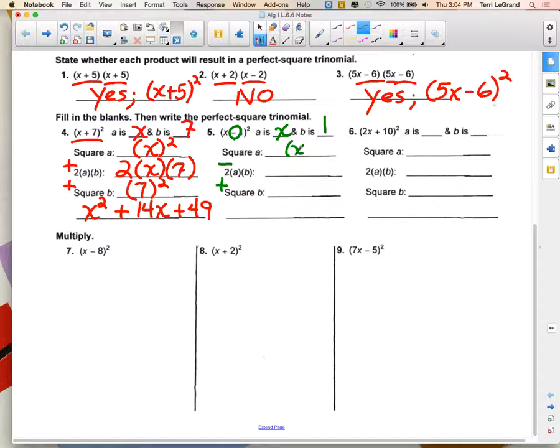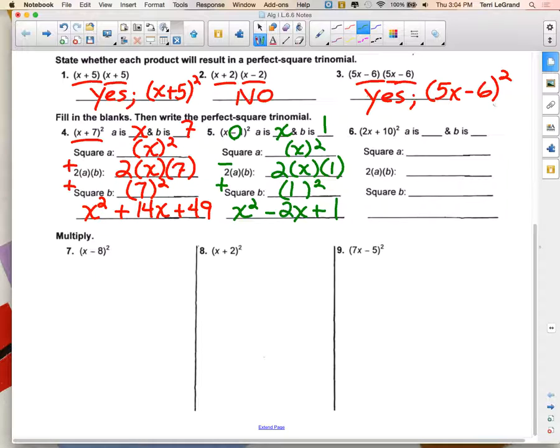So we're going to square our x. We're going to take 2 times x times 1. And we're going to square our b. We're going to have x squared, subtract 2x, right? 2 times x times 1 is 2x, plus 1. There's our answer.